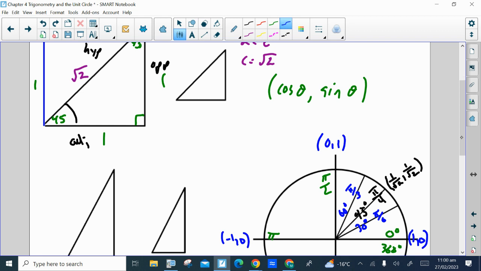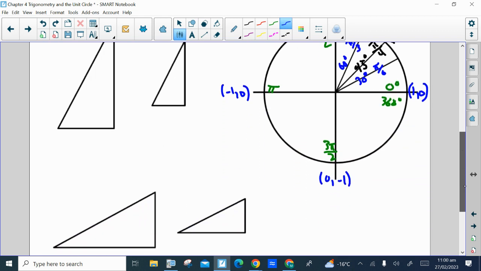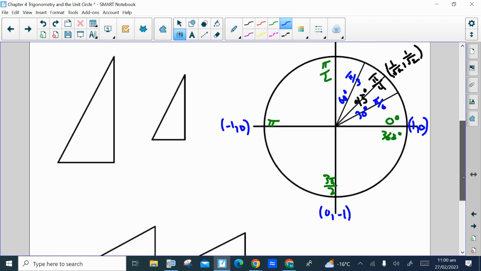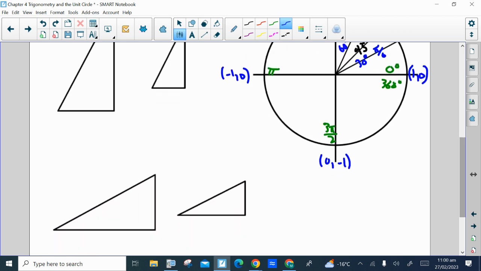And to get those values, that's where these other triangles come in. Now, these two triangles here are the same triangle. They're just one standing up, one's laying on its side. That's the only difference between them. So let's just use one of them, okay?